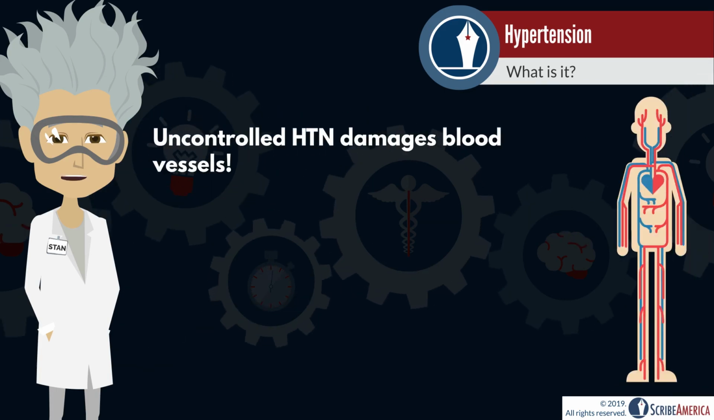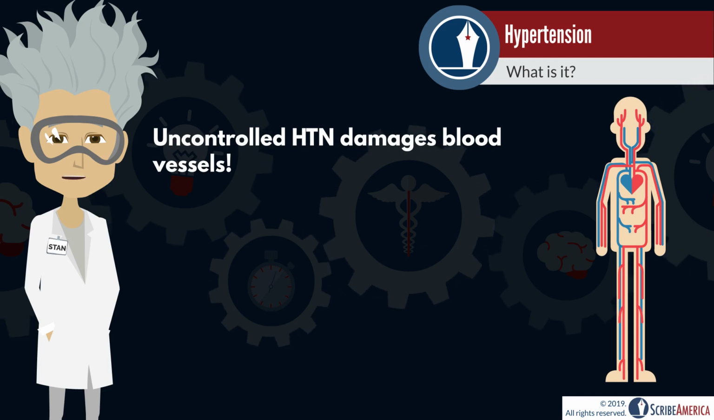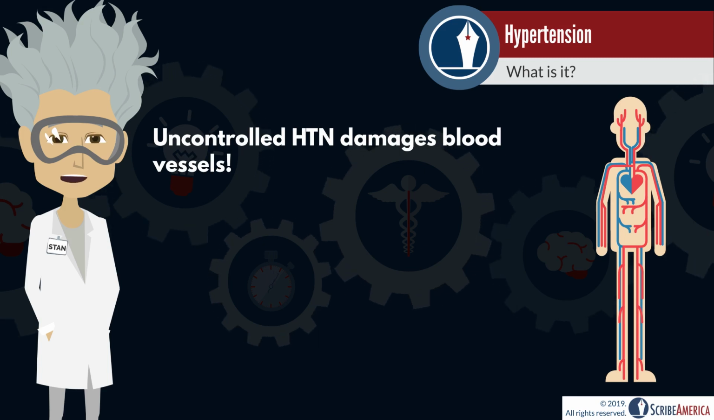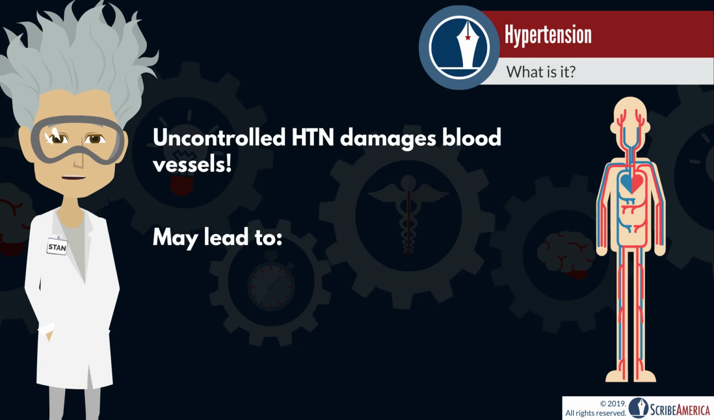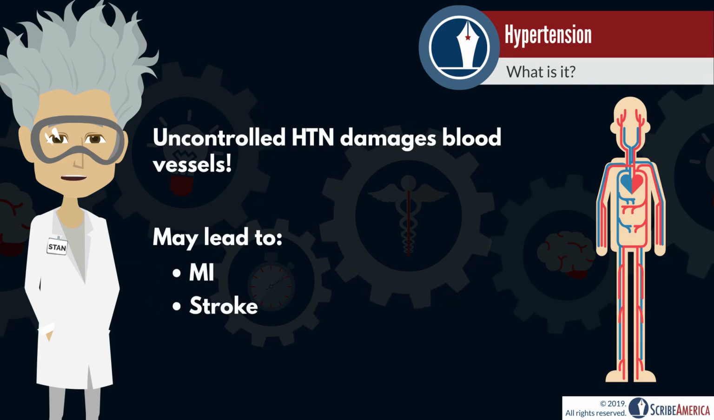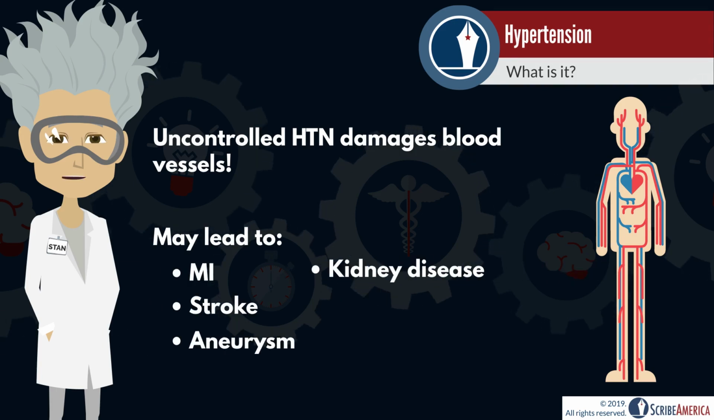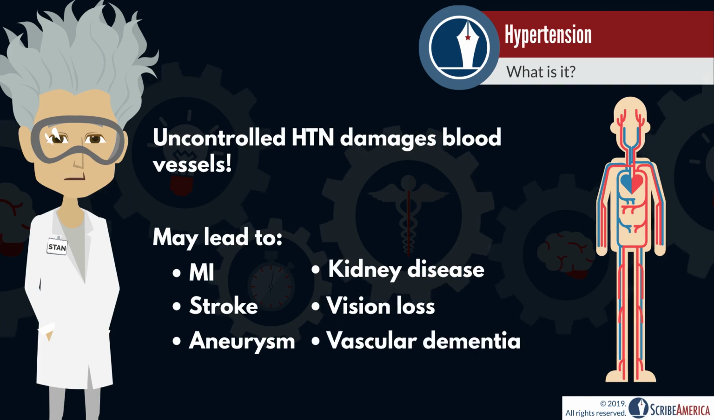Uncontrolled hypertension changes the blood vessels, causing them to become thickened, weakened, narrow, or torn. This can lead to myocardial infarction, stroke, aneurysms, kidney disease, vision loss, and vascular dementia.